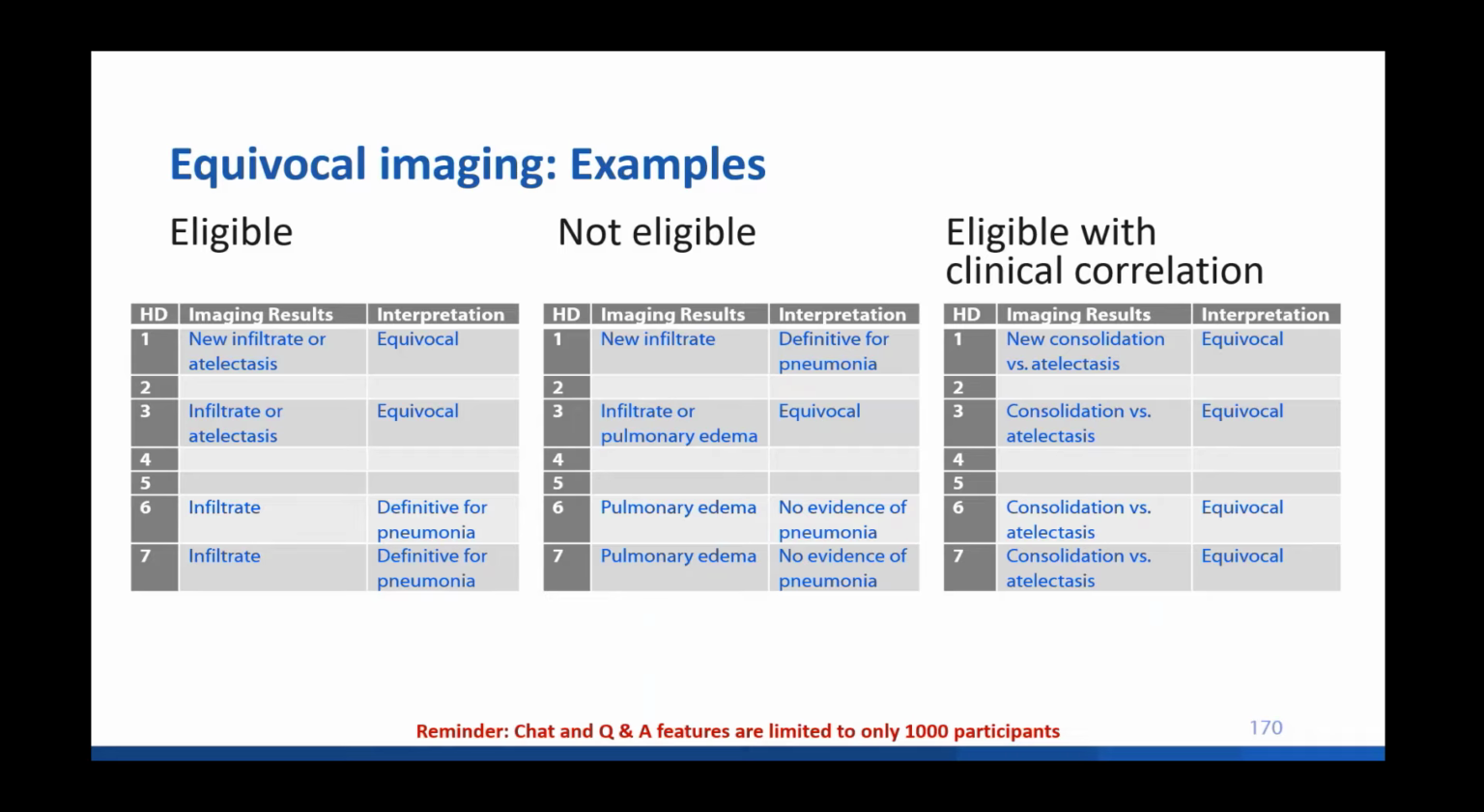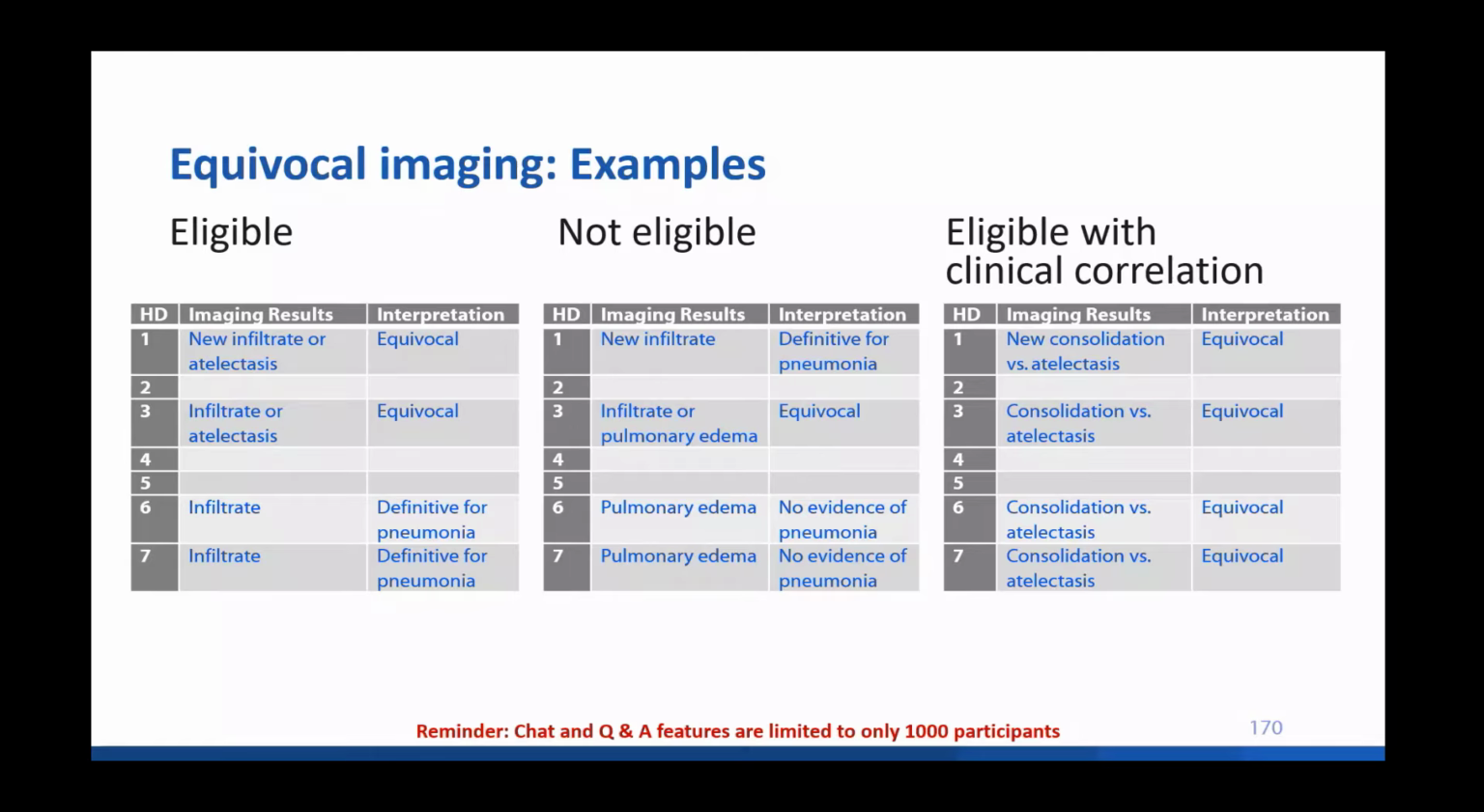In the second example, the imaging findings on day 1 are definitive for pneumonia, but on day 3, the findings are now equivocal for pneumonia. The day 6 and day 7 imaging tests no longer demonstrate evidence of pneumonia, which clarifies the equivocal findings to not be representative of pneumonia, so the prior imaging tests are not eligible for use.